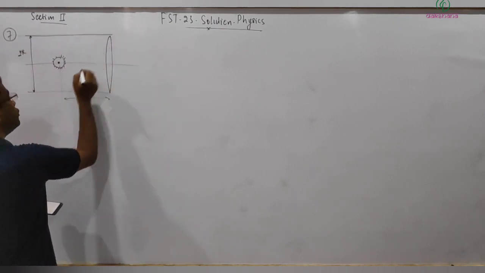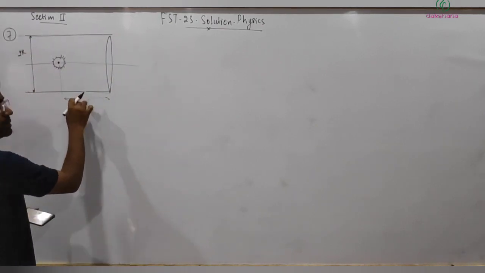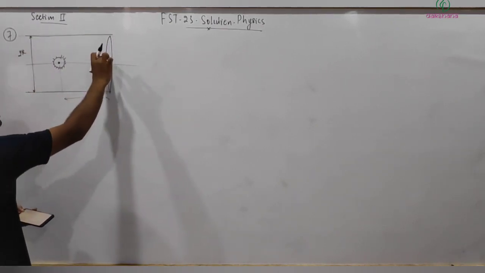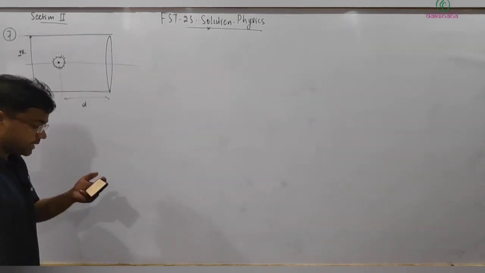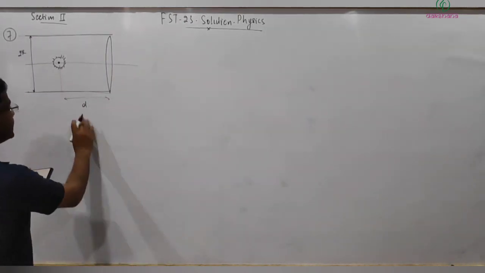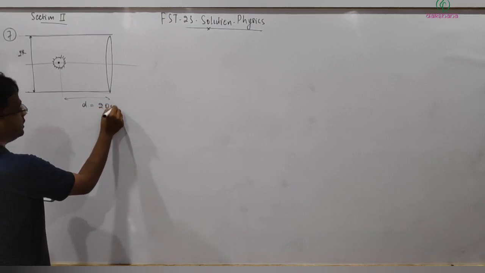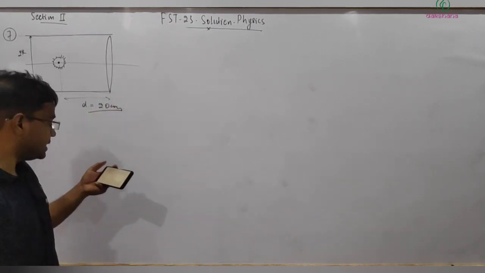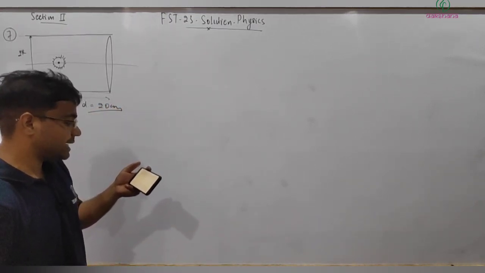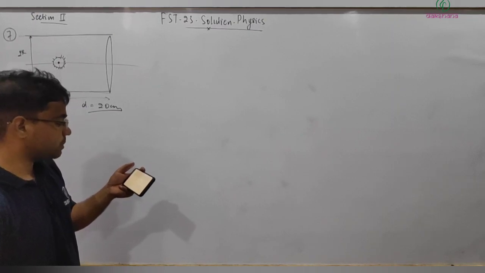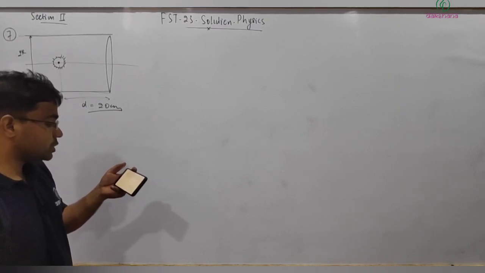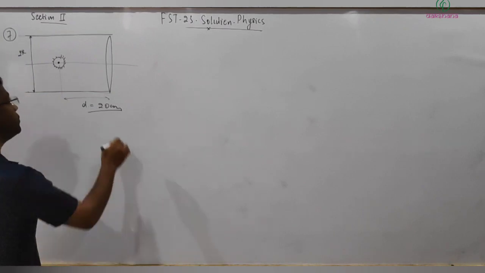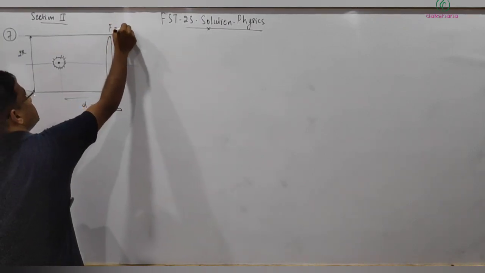This is a tube whose inner surface is black, so light is not coming out of this tube, it is coming out from this lens only. And then this D is mentioned as 20 centimeters. The screen is placed in front of the illuminator at a distance such that a sharp image of the point source of light is produced. The focal length of the lens is given as 15 centimeters.